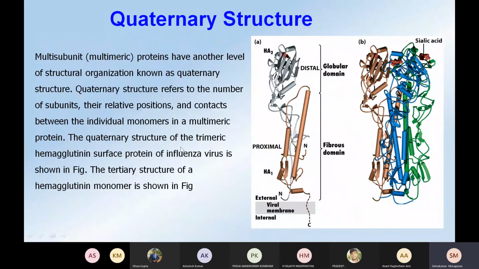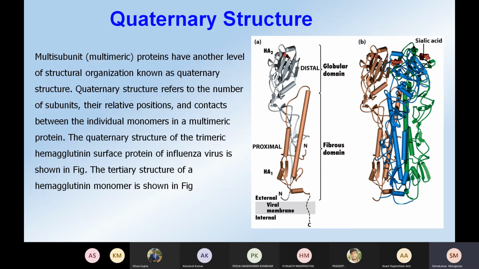Again, the last one, the quaternary structure, is a combination of several subunits. That means you have some sort of fibrous domain or nanorod domains, as well as globular domains, meaning aggregates in the form of spherical shapes, etc. Multi-subunit or multimeric proteins have another level of structural organization known as the quaternary structure of proteins. It refers to the number of subunits and their relative positions and the contacts between the individual monomers. And of course, this also happens once they start to interact with any kind of media or solvent.